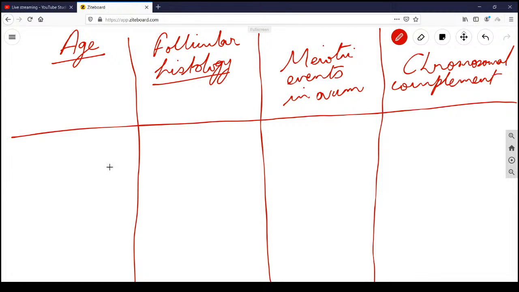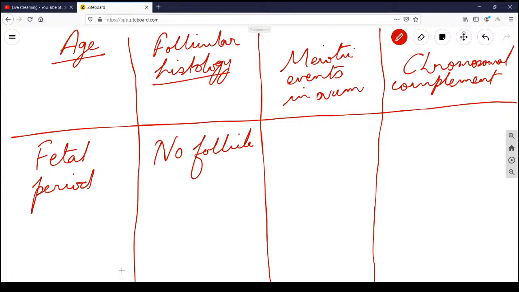in the mother's womb, or embryo, when we consider oogenesis, first is the fetal period. Under the fetal period, there wouldn't be any formation of follicles, so no follicle. Then for the meiotic events, the cell will still be known as oogonium. Here we have DNA 2C and chromosome 2N, double and double.